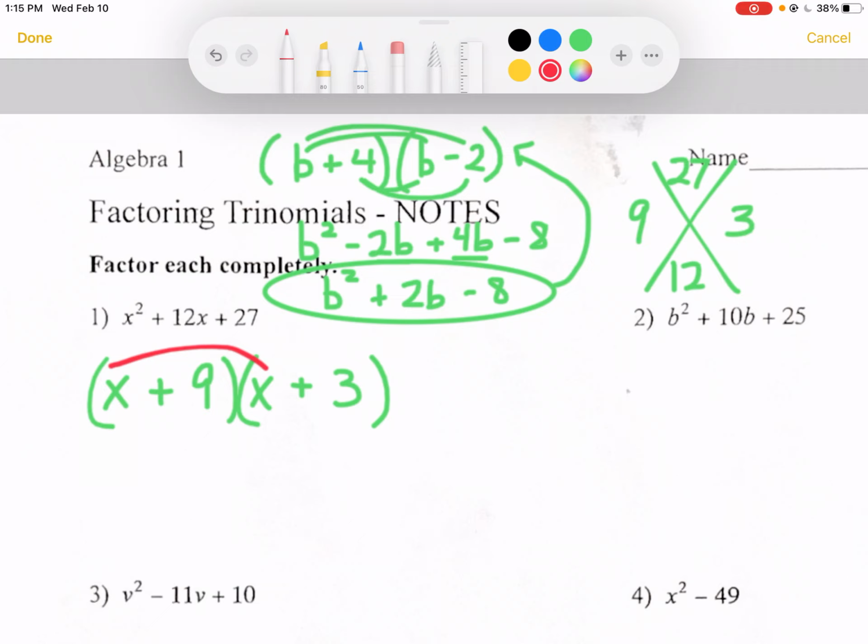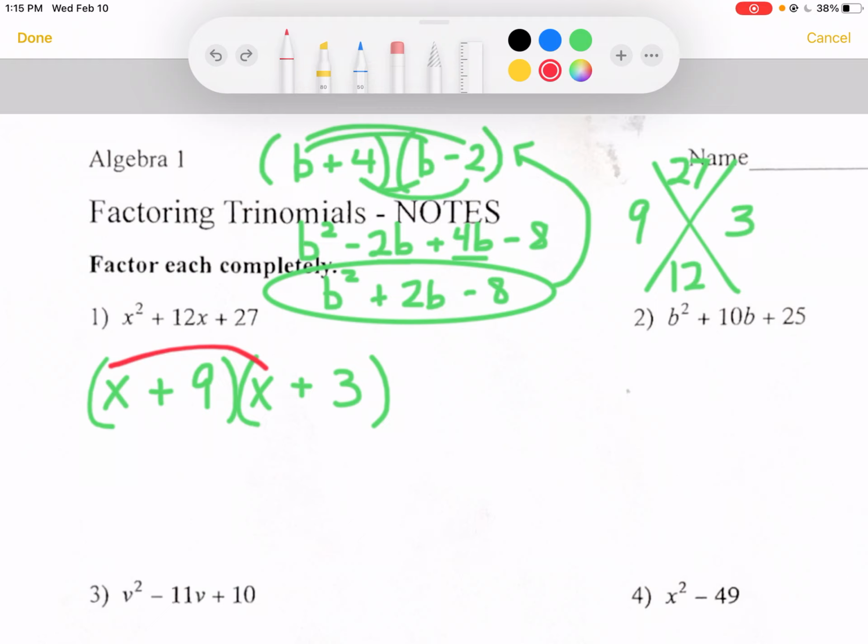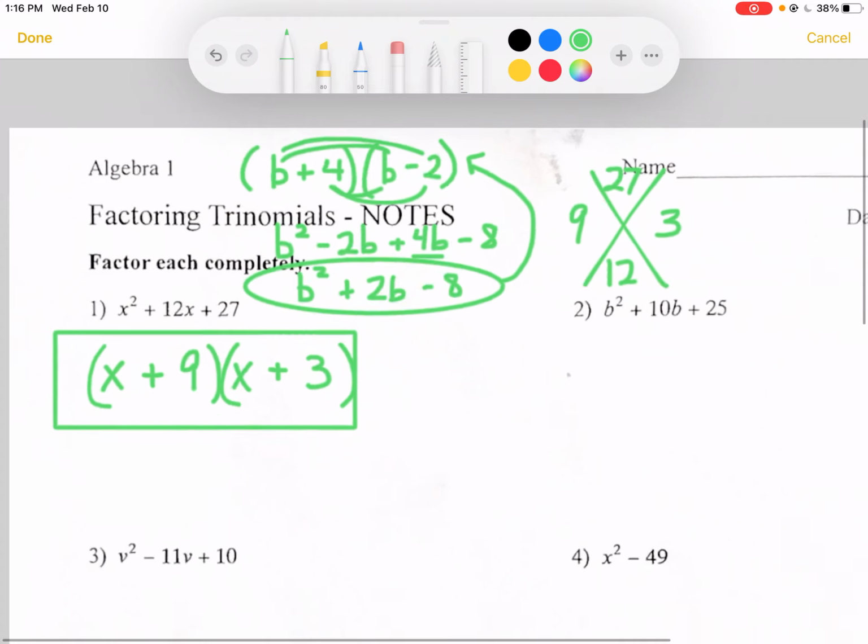So check this now, okay? If I go x times x, that's x squared. X times 3, that's 3x, plus 9x, plus 27. And if you look at these two middle terms, that'll combine to give you that 12x. So for today's purposes, we are stopping right here. This is our answer. Okay, so let's try a few more of these together.